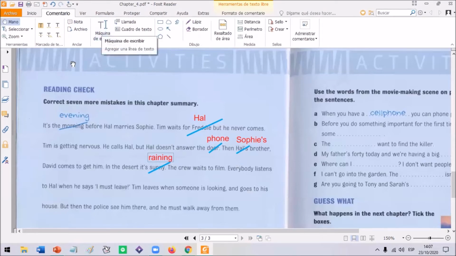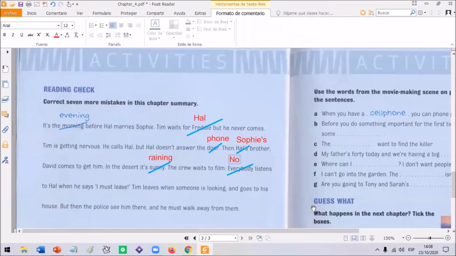Everybody listens to Hal when he says, I must leave. Is this correct? No, there is a mistake here. Look, everybody, todos lo escuchan cuando él decía que se tenía que ir. No, nobody listens to Hal, right? When he says, I must leave. Nadie lo escucha cuando él les decía que se tenía que ir.